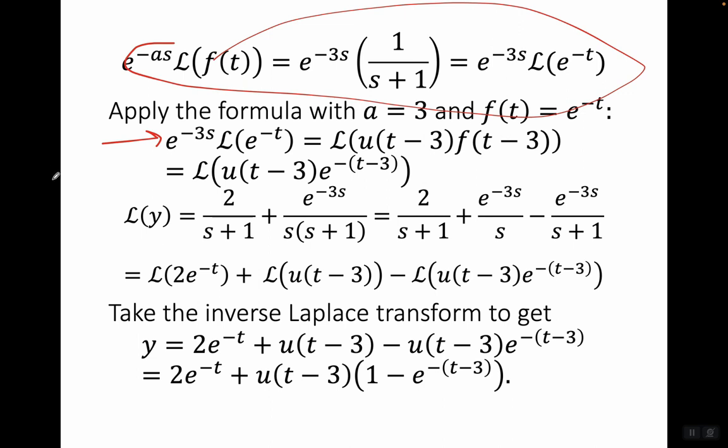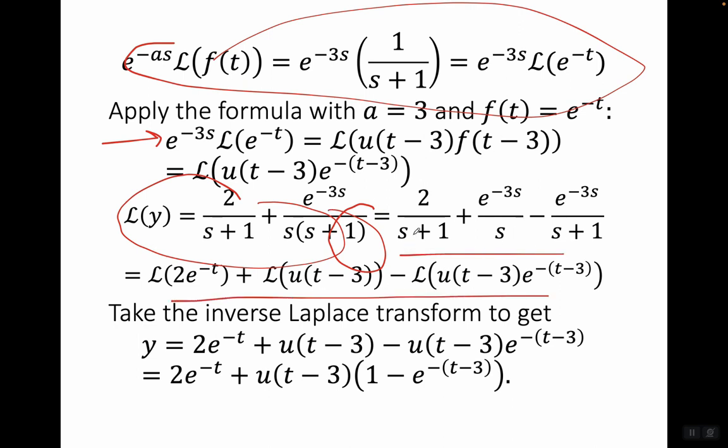So the Laplace transform of y, with this we've seen before, you break this up using partial fractions, you end up with this. And it turns out that this is the Laplace transform of 2e to the negative t. This is the Laplace transform of u(t minus 3). And this is the Laplace transform of u(t minus 3) e to the negative (t minus 3).